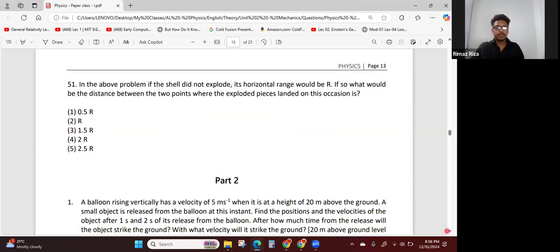Question number 51. In the above problem, if the shell did not explode, its horizontal range would be r. If so, what would be the distance between the 2 points where the exploded piece landed on this occasion?